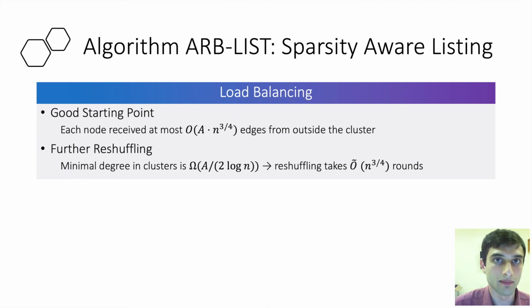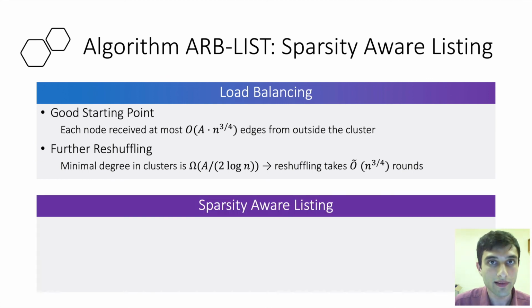We won't be able to get into these techniques too much now due to lack of time. But since not too many edges entered every single node in the cluster, and the minimal degree in the cluster is very high, it turns out that we can perform the shuffling very, very quickly. Likewise, now we want to be able to perform the listing itself with all the edges we brought in after we did the load balancing.